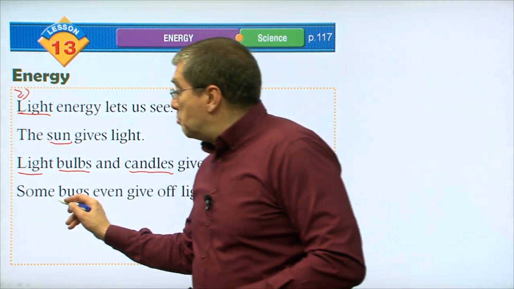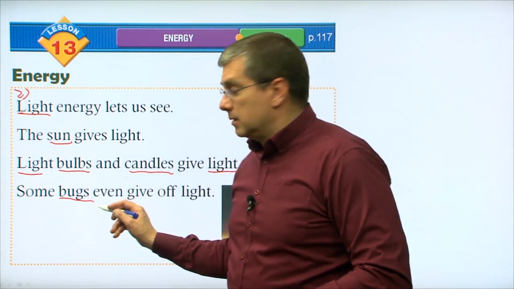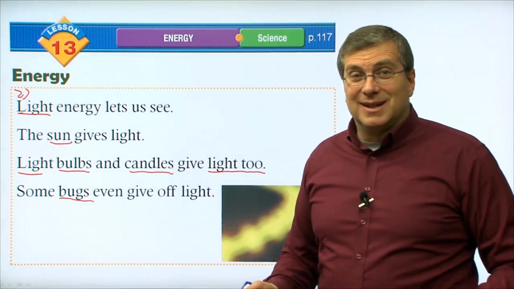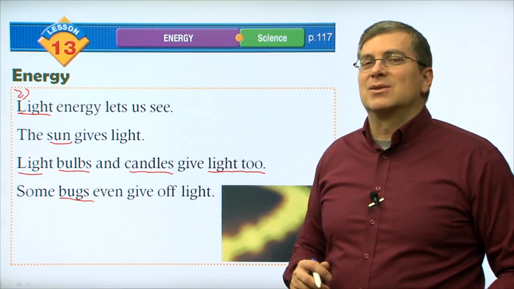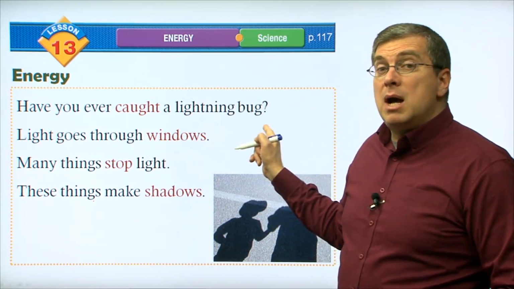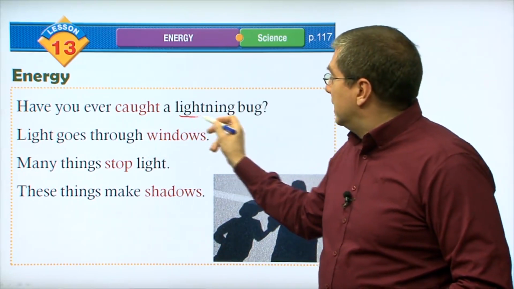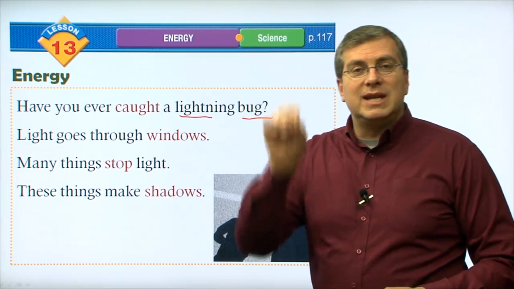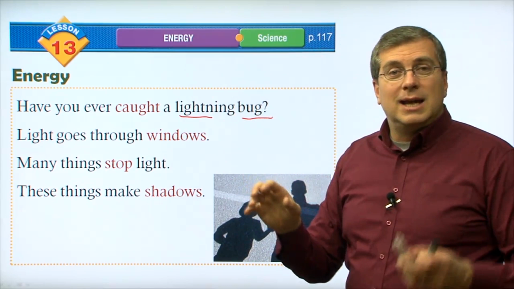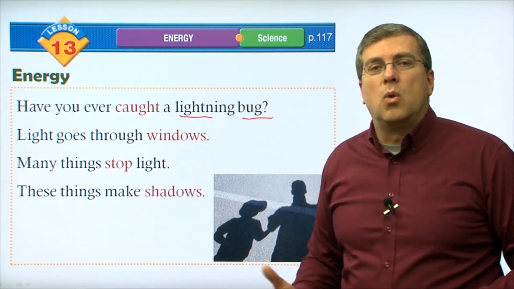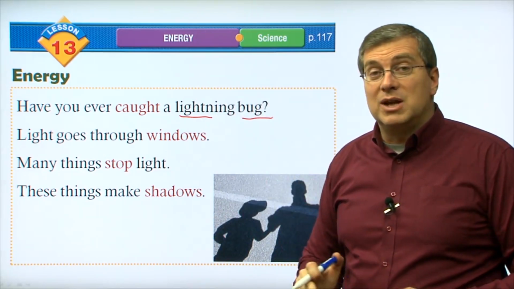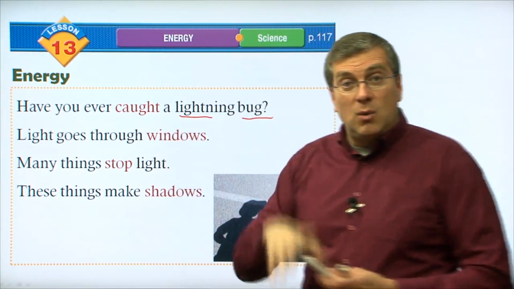Interesting. Some bugs, insects, even give off light. Insects give off light? Can you imagine that? What kind of insects or bugs give off light? Have you ever caught a lightning bug? A lightning bug is a type of bug you'll see at night, and their light kind of flashes on and off. If you're out at night in the springtime or when it's a warm evening, sometimes you can see the lightning bugs flying around. They're pretty cool, right?